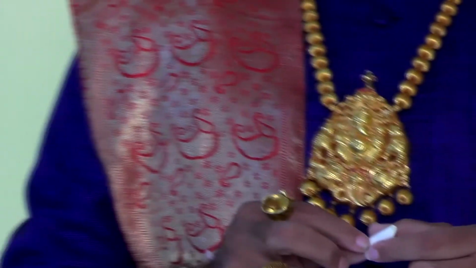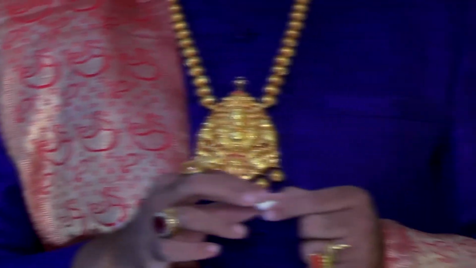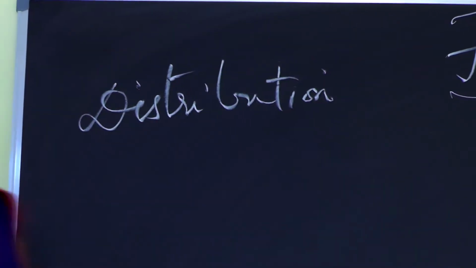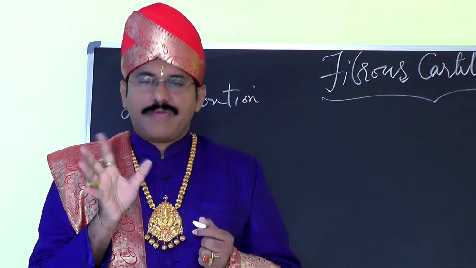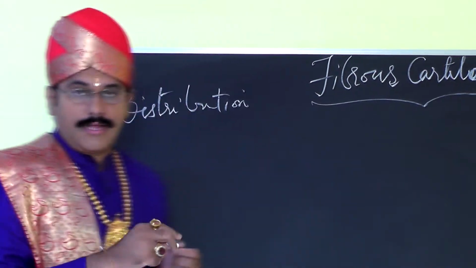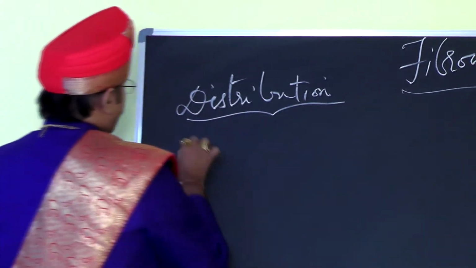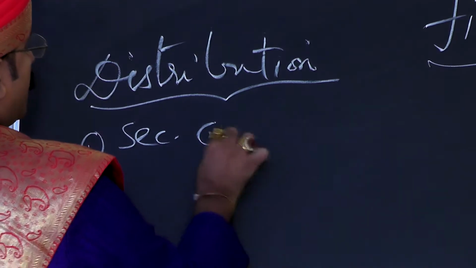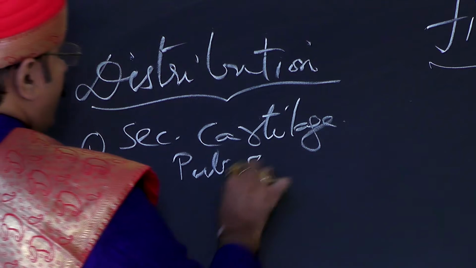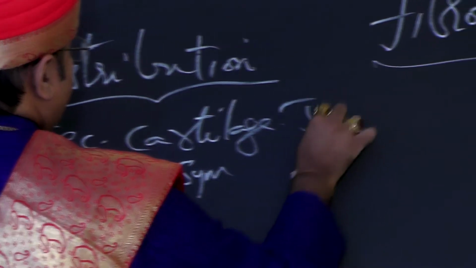So let us learn about the fibrous cartilage. This is also called the white fibrous cartilage. First we will go with the distribution, then the microscopic structure. The distribution of the fibrous cartilage is very conspicuous, very clear and outstanding in the secondary cartilaginous joints. Secondary cartilaginous joints are nothing but your pubic symphysis.